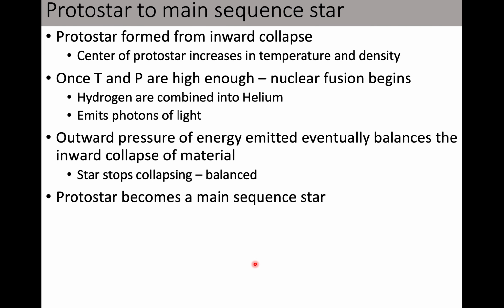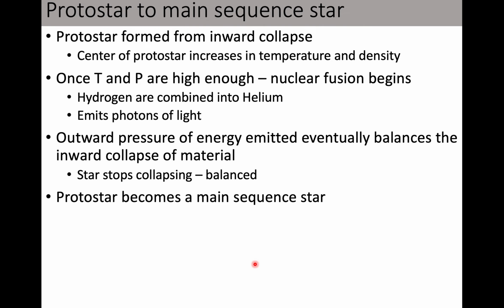A protostar, after it crosses that birth line, becomes a young stellar object before it reaches the main sequence. Protostars are formed from that inward collapse. Remember that the center of the protostar is going to increase in temperature and density. Once the temperature and the pressure are enough, nuclear fusion begins, and it begins to produce its own energy. Hydrogen will combine into helium, and the star will start to emit its own photons of light.